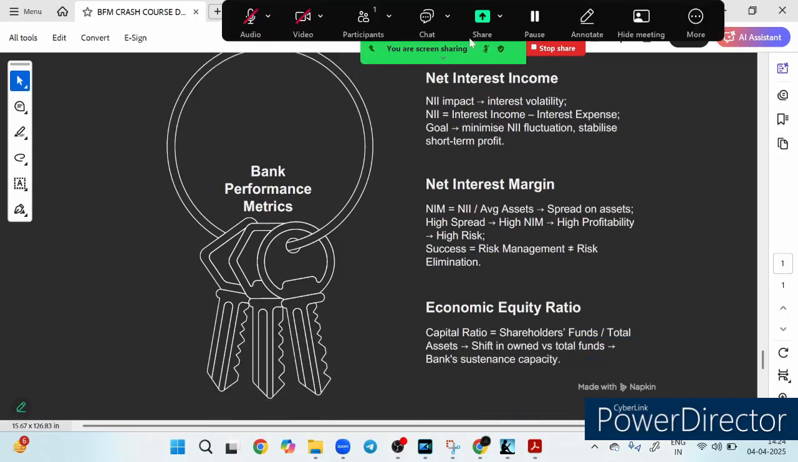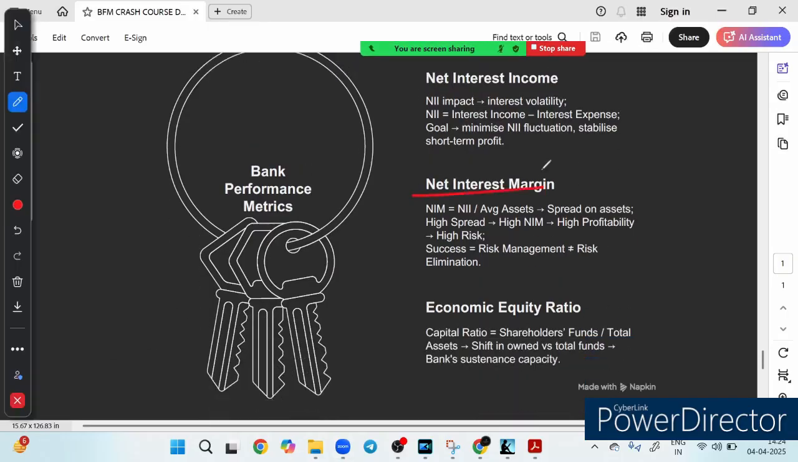Then the second parameter we have is called NIM, net interest margin. It tells us how efficiently a bank earns from its assets. It is calculated as NII divided by earning assets, or we can say total assets, right? If NIM is higher, it means more profitability, but a higher NIM can also mean higher risk. Yes, profitability is okay, but risk is also high. So to succeed, banks must balance profitability with smart risk management.